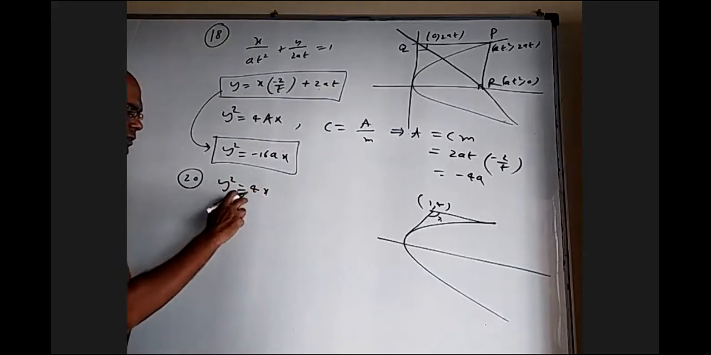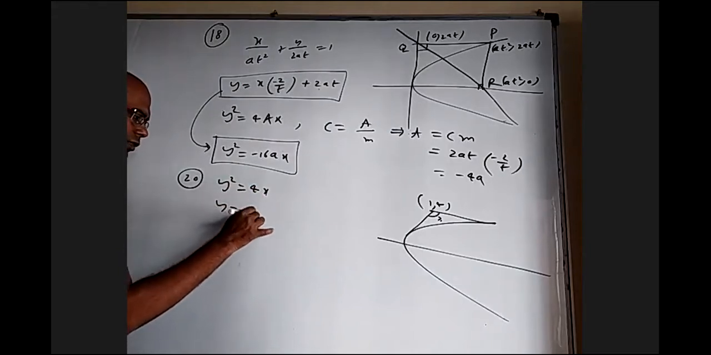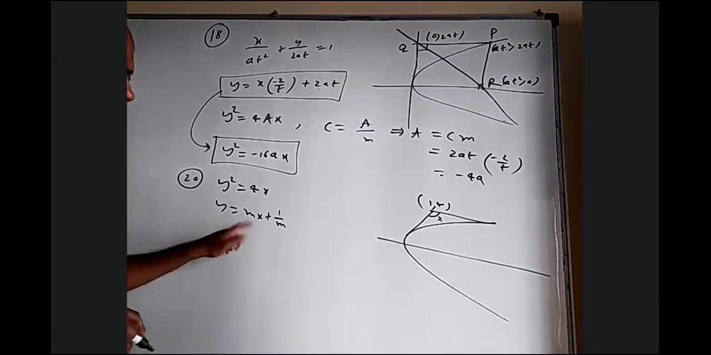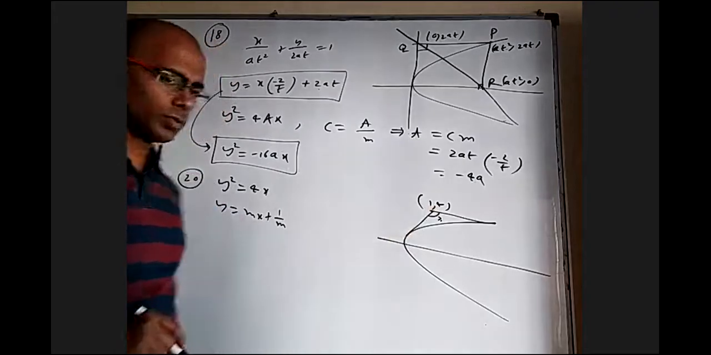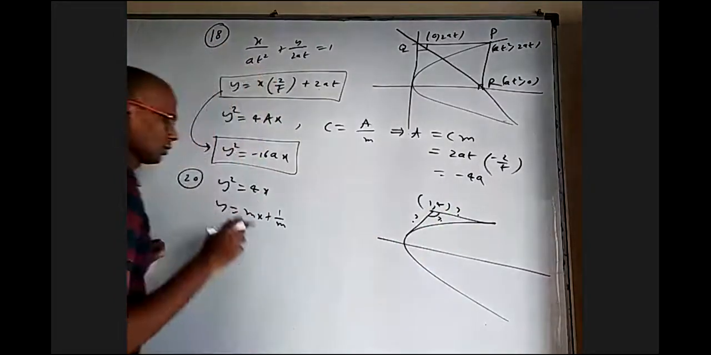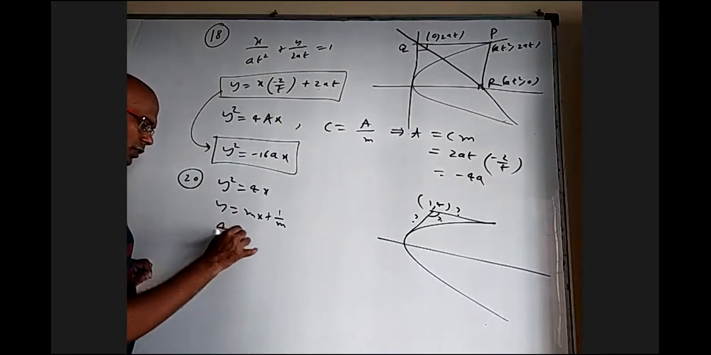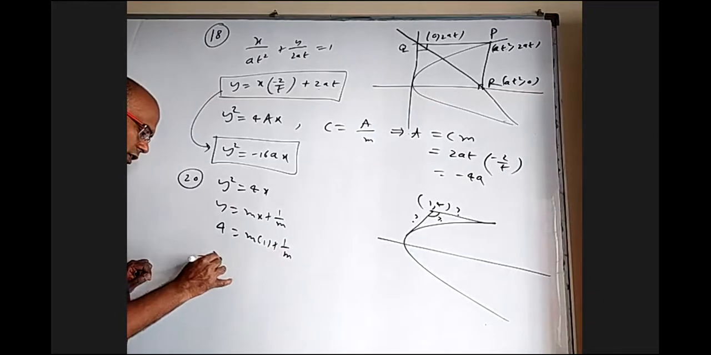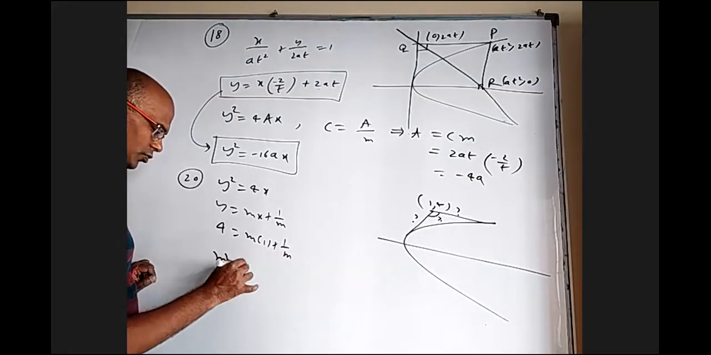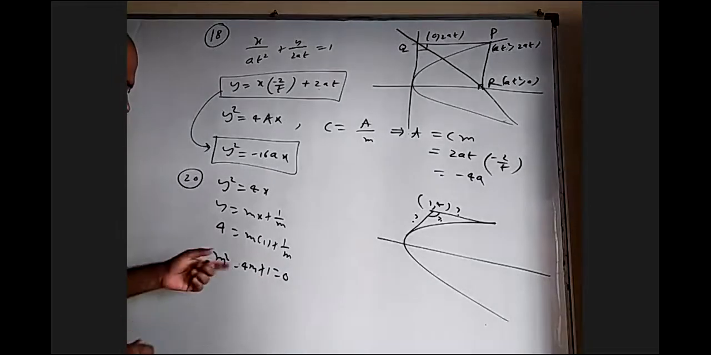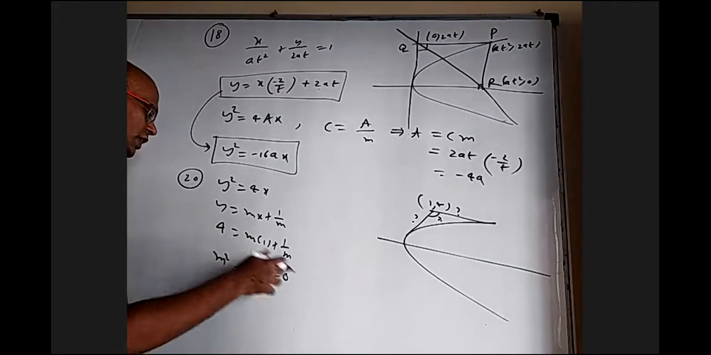Any tangent to this parabola will be in the form y equals mx plus a by m, where a is 1. That tangent should pass through 1 comma 4. We want those two tangents, this one and this. So substitute 1 comma 4, 4 here, 1 here. That will give us a quadratic equation, m square minus 4m plus 1 equal to 0. That will have two roots, and we are supposed to find the angle between them.